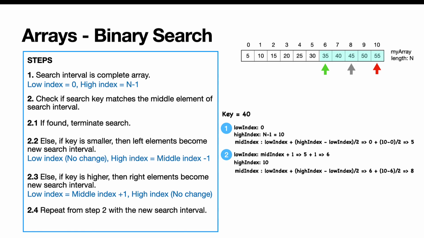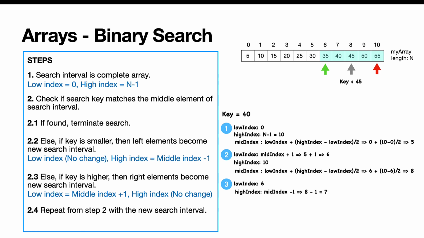Element at index 8 is 45. Our search key 40 is less than 45. So, we will ignore the right side of the middle index, and we will consider the left side of the middle index for the next search step. Let's determine the new indices for the next search. So for the third step, low index will remain the same, that is index 6.